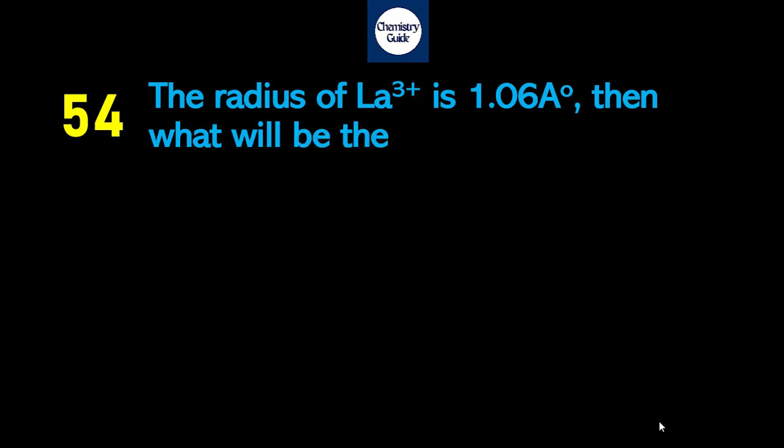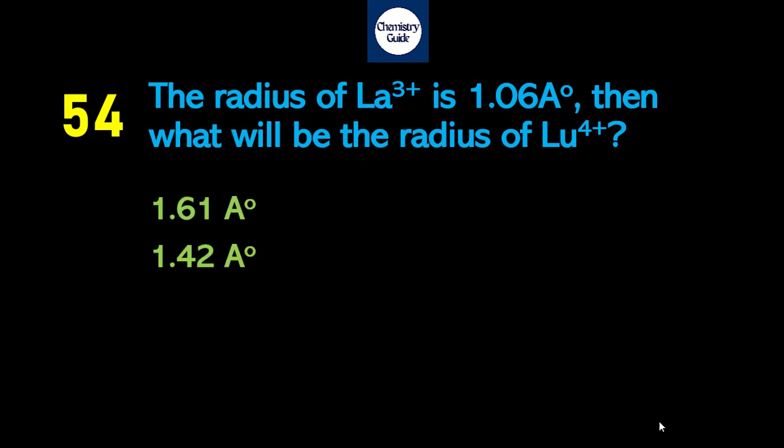MCQ number 54: the radius of La3+ is 1.06 angstrom. Then what will be the radius of Lu3+? 1.61 angstrom, 1.42 angstrom, 0.85 angstrom, 2.06 angstrom. So the right answer is 0.85 angstrom.